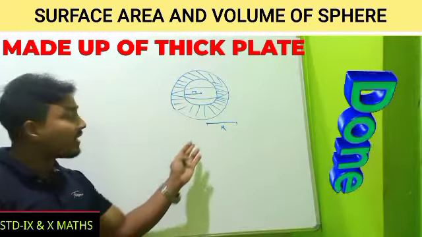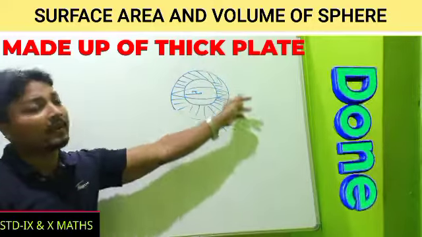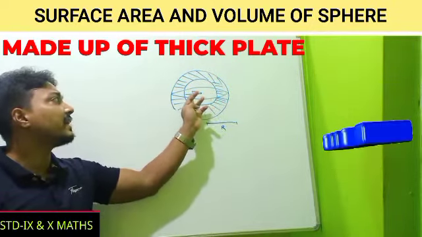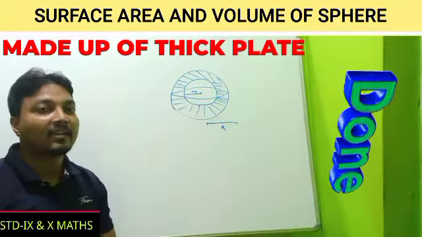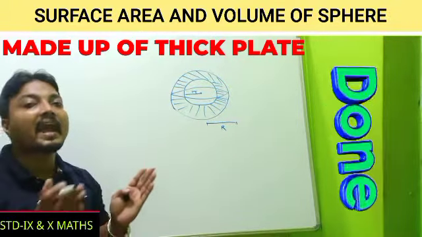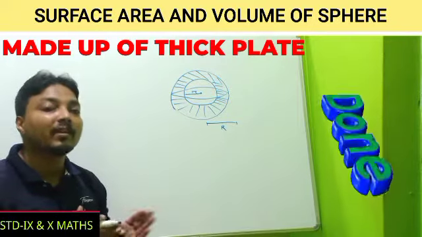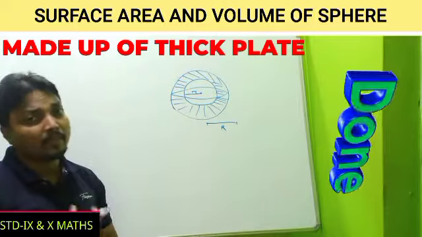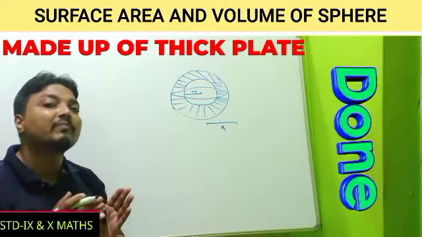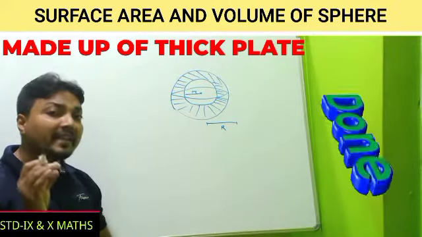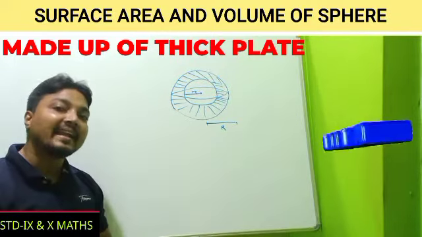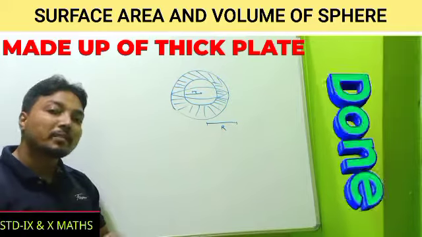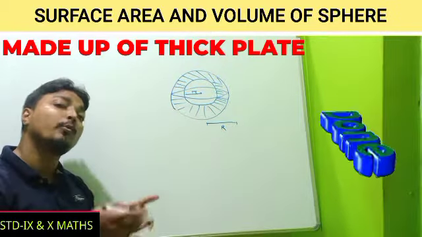But in this situation, outer curved surface area means the area having radius capital R, and inner curved surface area means the area of radius small r. So here the outer surface area and inner surface area will differ from one another because the radius varies. But in the previous one, whenever the plate is made up of a thin plate, the width is negligible. In that case, the outer and inner radius are both the same, so the outer curved surface area and inner curved surface area were both the same.